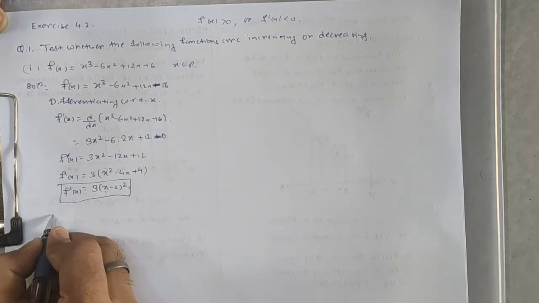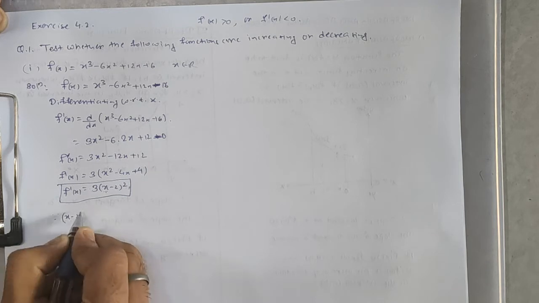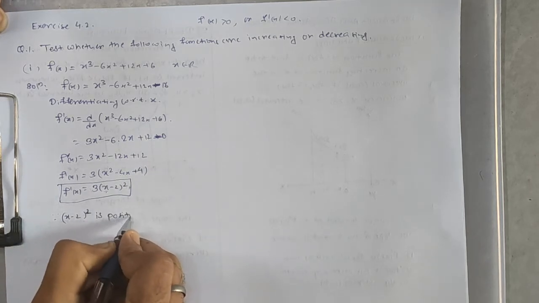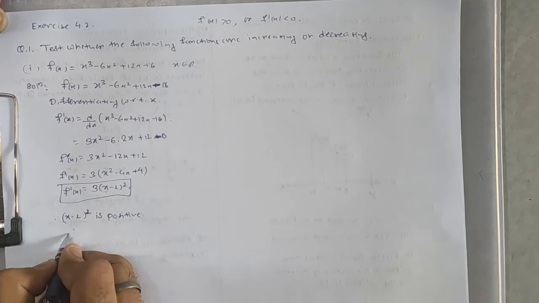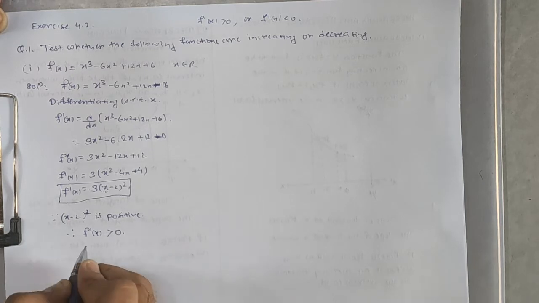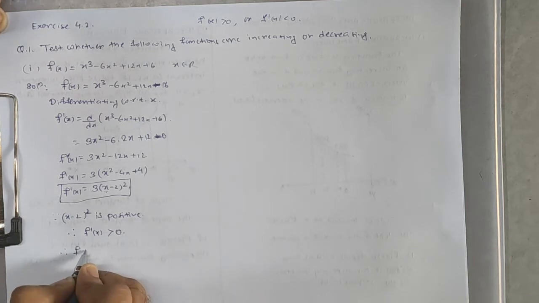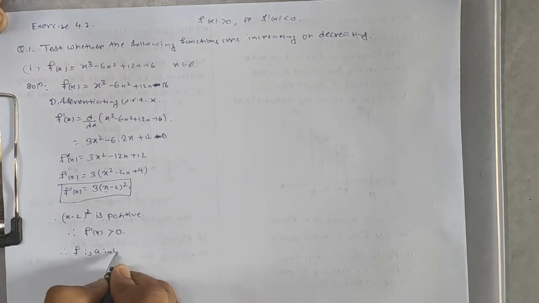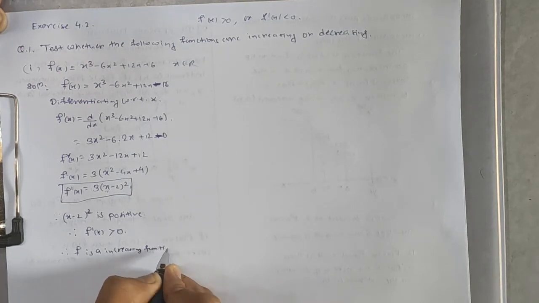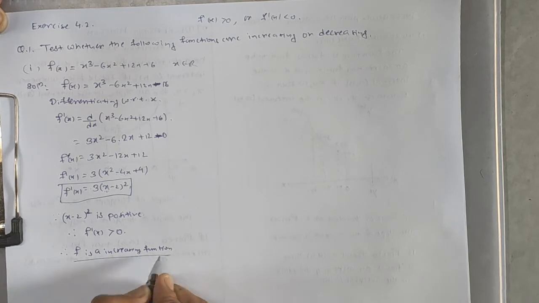So since x minus 2 square is positive, therefore f dash of x will be greater than 0. Therefore f is an increasing function. Correct? So this is our final answer.